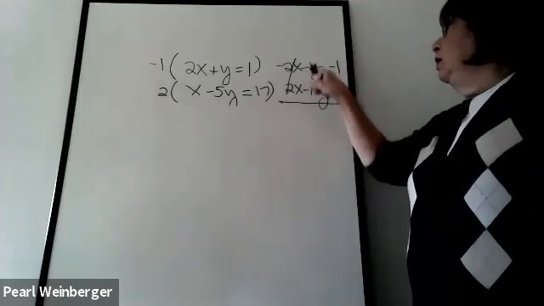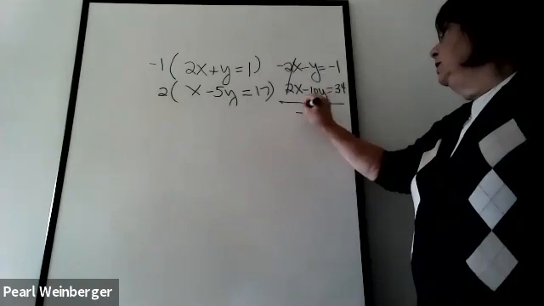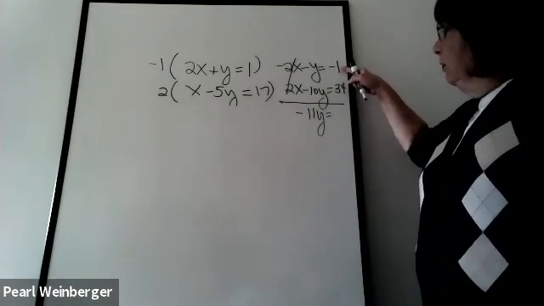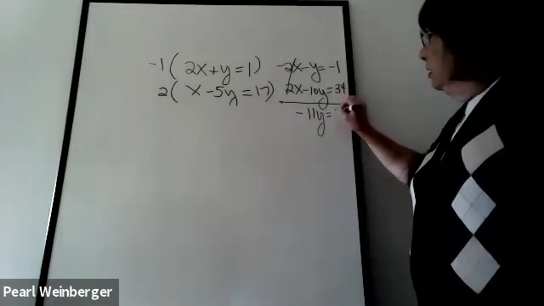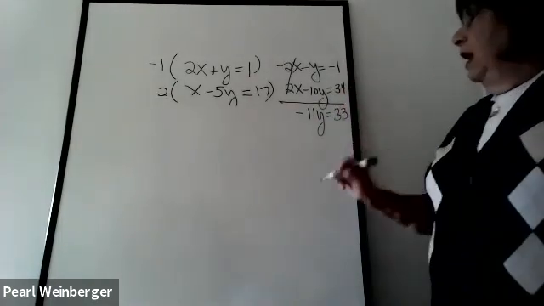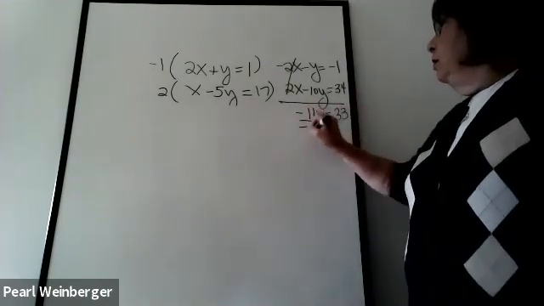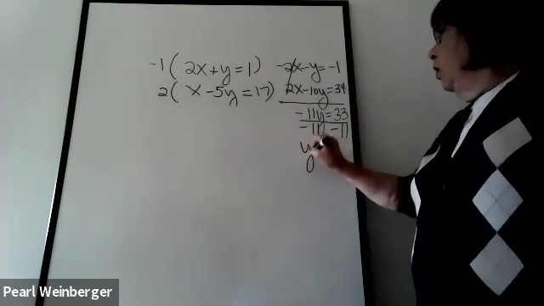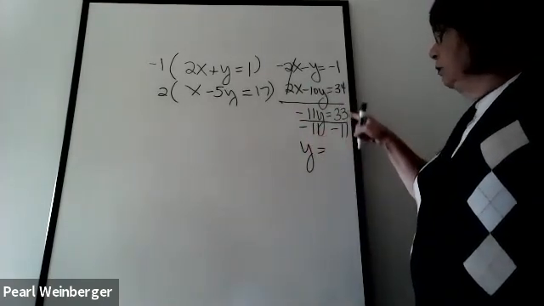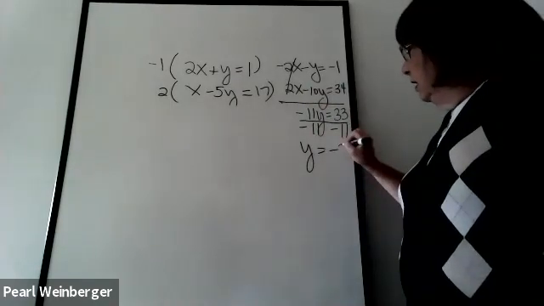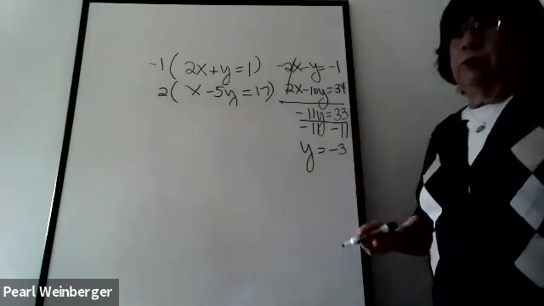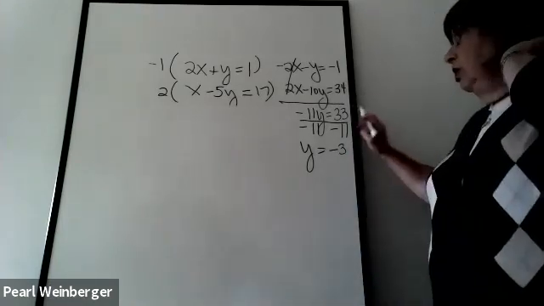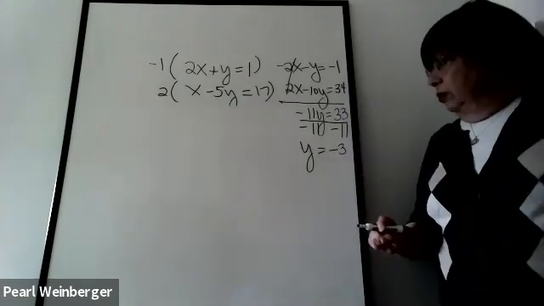Then I add the y's. This is a negative 1y and a negative 10y, which gives me negative 11y. And then we have negative 1 plus 34, which is 33. And to finish this, I just divide both sides by negative 11. So it gives me that y equals 33 divided by negative 11, which is negative 3. Again, if the numbers are more difficult, just take out your calculator and do it with your calculator, though 33 divided by 11 is not very difficult.